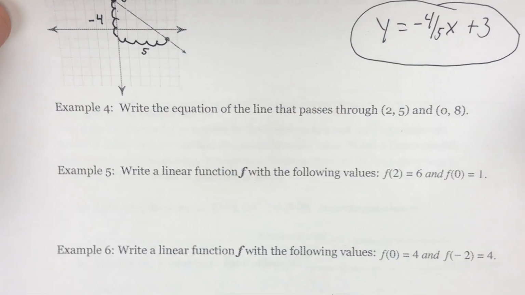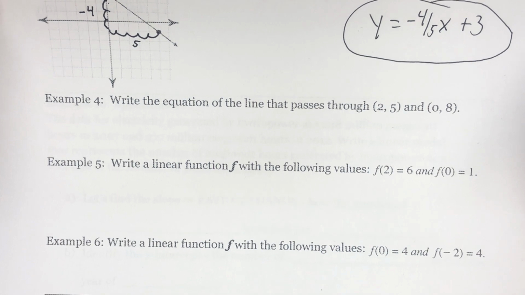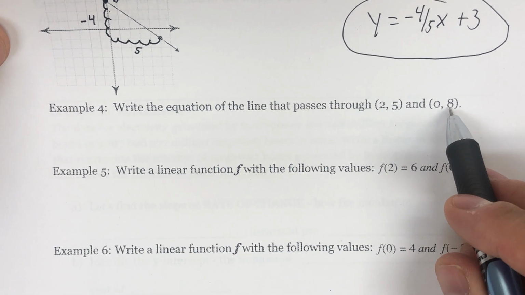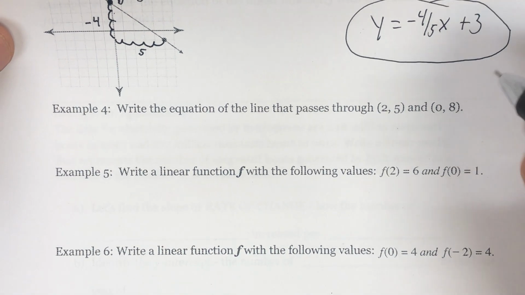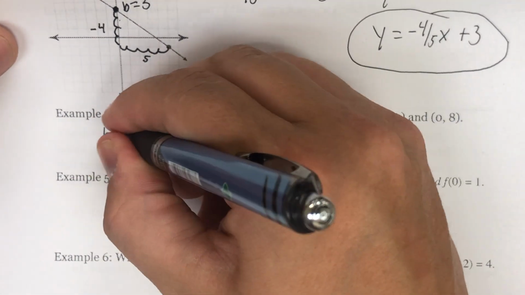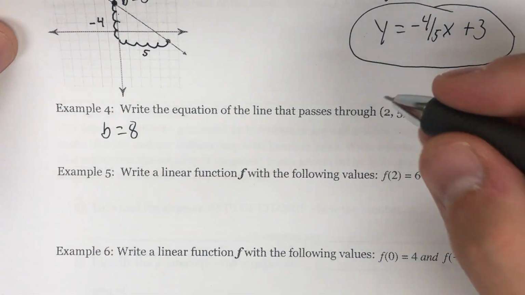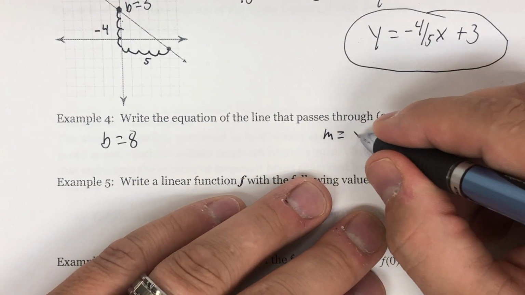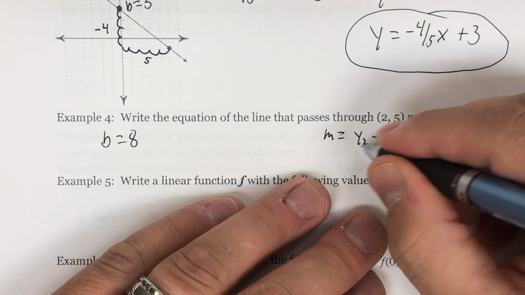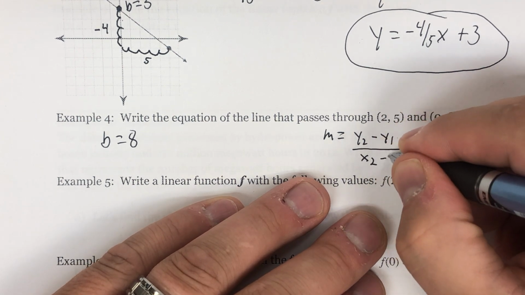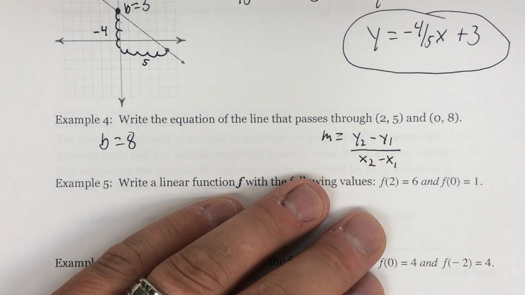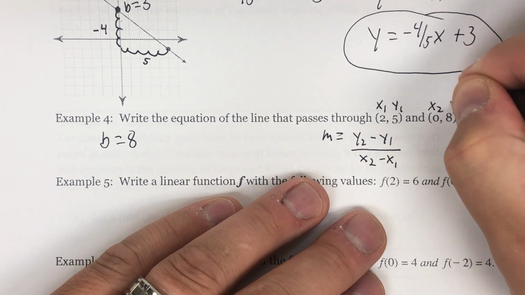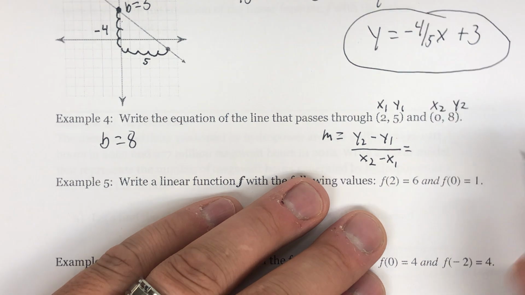Here we are. The first thing I'm going to do is identify, is one of these the y-intercept? X is 0. Y is 8. So our y-intercept is 8. B is 8. Now we have to calculate the slope. M equals y2 minus y1 over x2 minus x1. Have to know the slope formula. x1, y1, x2, y2. Plug them in.